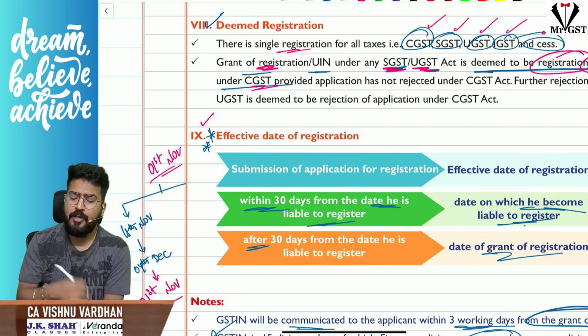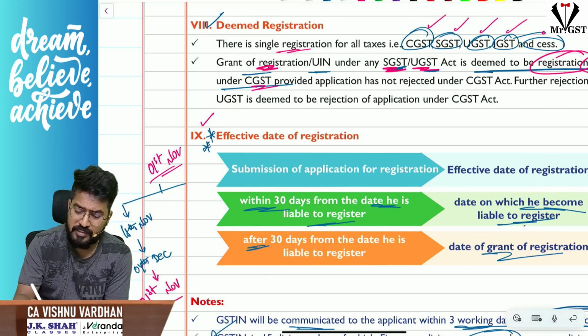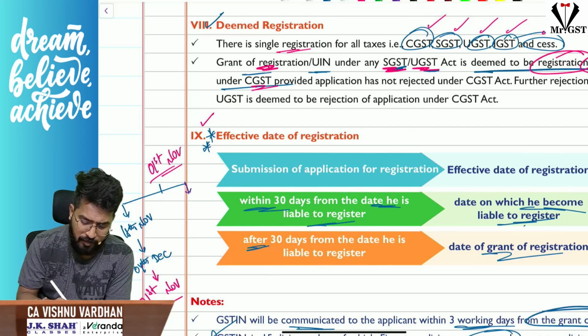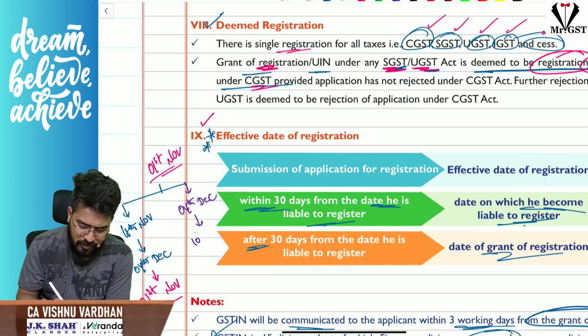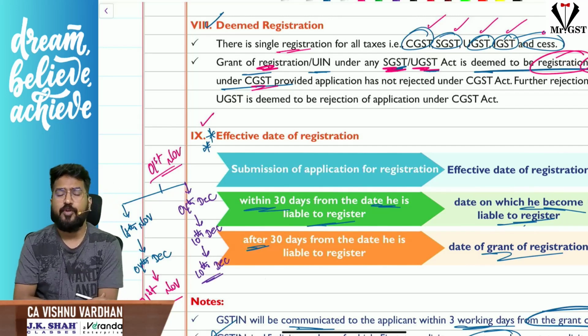Am I clear? No sir, I became liable for registration on 1st November, but I am applying for registration on 4th December, sir. I got the registration certificate on 10th December. What is the effective date of registration? 10th December will be the effective date of registration. Okay, hope I am clear.